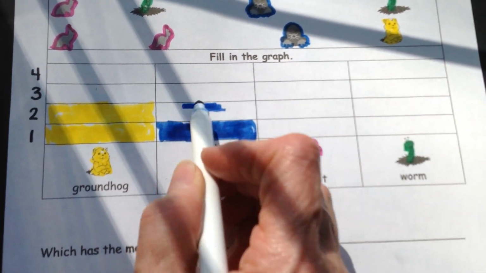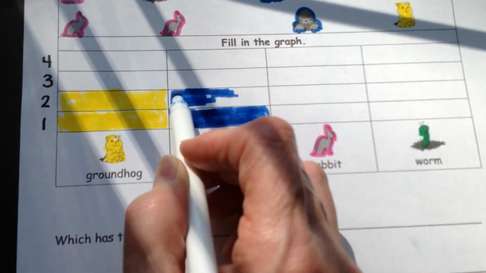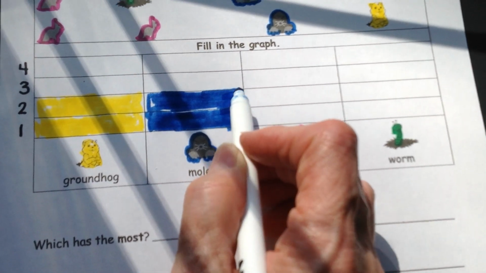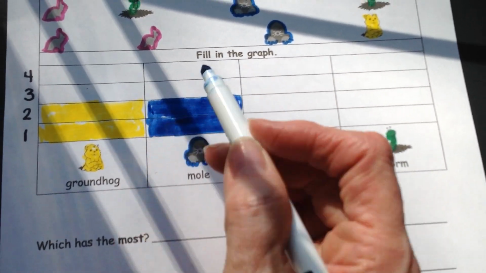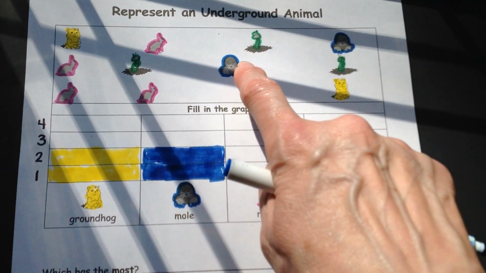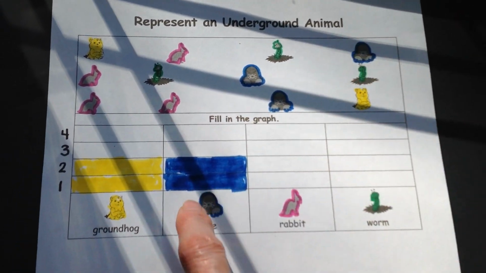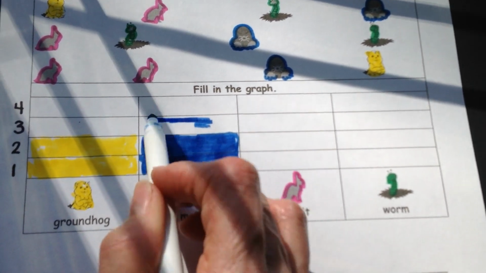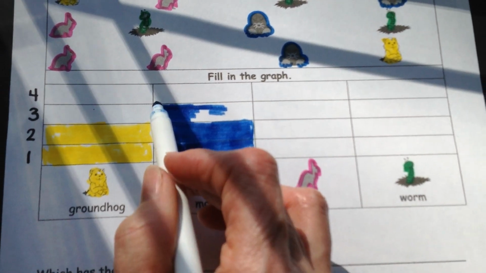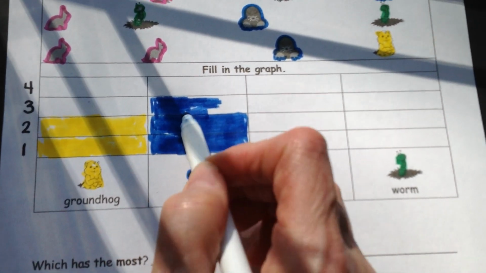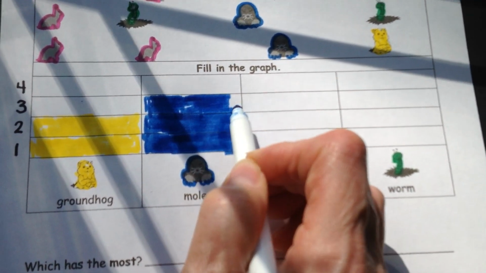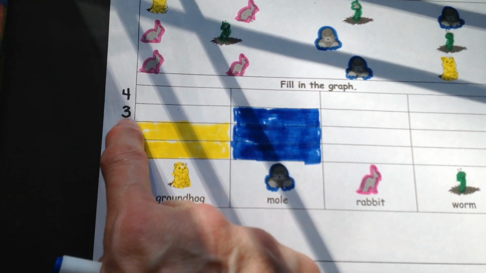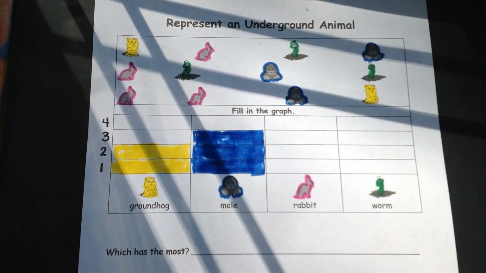Now let's color in box number 2. Very good. We're coloring in blue to match the picture of our mole. Are we done coloring moles? No, because we had 1, 2, 3 moles. So we need to color 1, 2, 3 boxes. Very good. This is our 3rd mole box that we're coloring. Very good. Now let's take a look across here. You can see that's the number 3. That's how many moles we had.